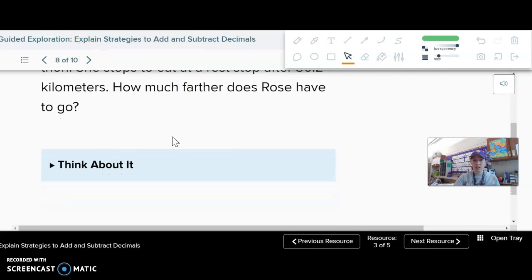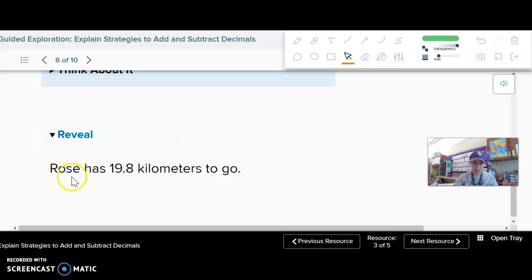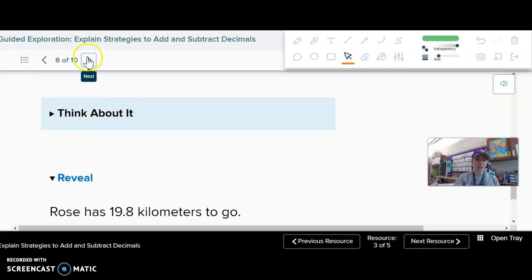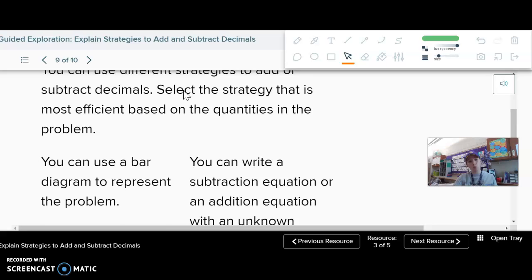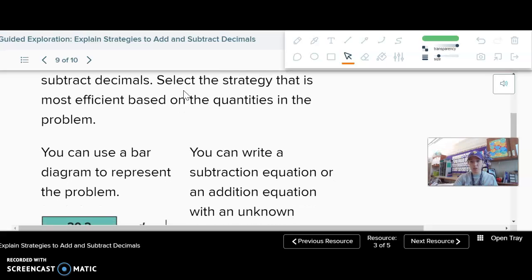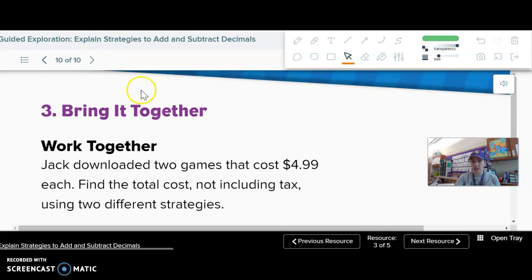All right, so she has 19 8/10 more kilometers in her bike-a-thon. So, different strategies. We can pick the one that's most efficient or works best based on what we have. Like if it's easy numbers to count on, we might do that. If there's a lot of borrowing or regrouping, then we might want to use the more traditional way. So different ways can get us there.